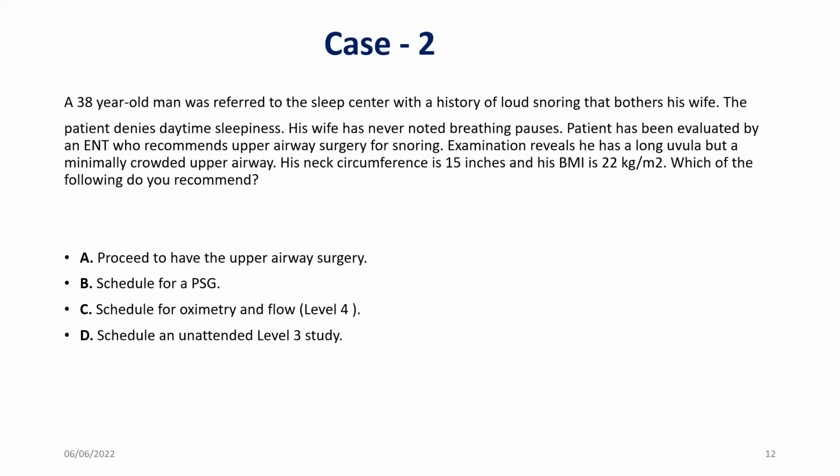So in this case, if you see, he has a neck circumference of 15 inches only and BMI is 22 kg per meter squared, so he is not an obese patient. But he has a history of loud snoring bothering his wife. So what should we do? Is it a clear case of obstructive sleep apnea? No. Because it's not a clear case of obstructive sleep apnea, we should not do a level 4 study. Either we should do level 1 PSG or an attended level 3 study. Not unattended, attended level 3 study.